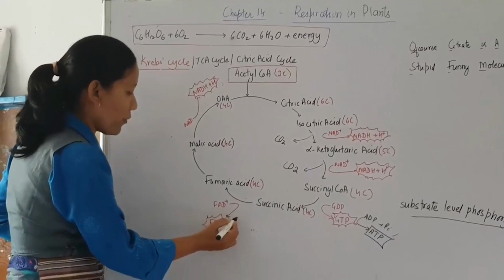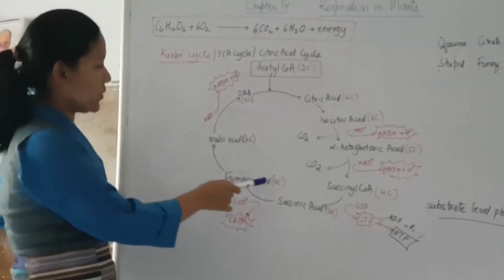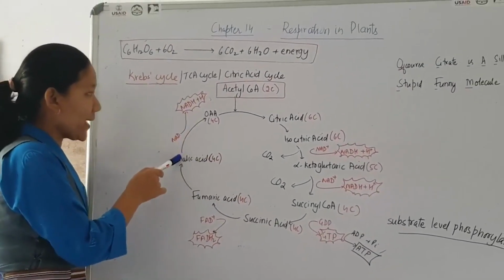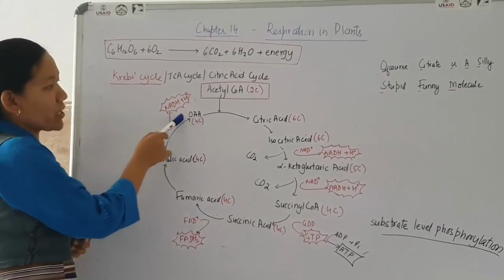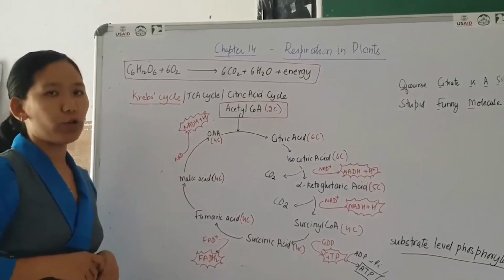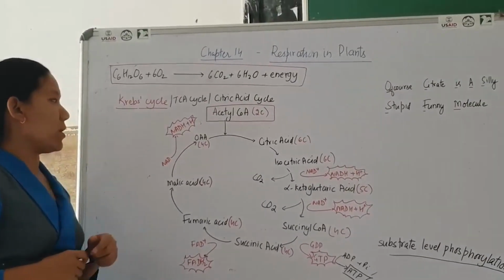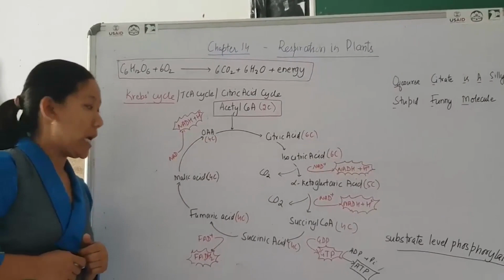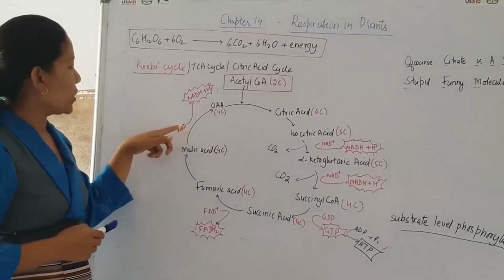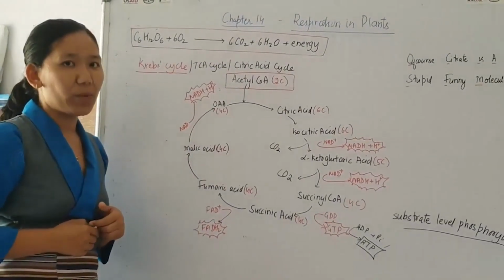Again, this is a form of energy here. And this fumaric acid, which is a 4-carbon compound, converts into malic acid. And this malic acid again regenerates the first acceptor, or you can say the first starter molecule for the citric acid cycle, that is OAA. And in the process, this malic acid undergoes oxidation, which is used to convert NAD into NADH plus H plus.